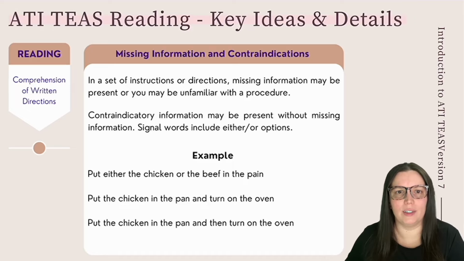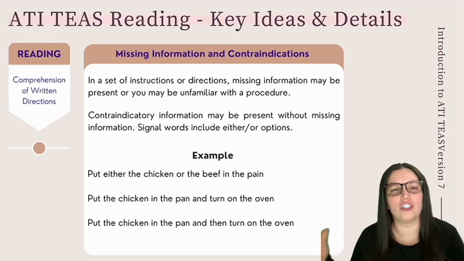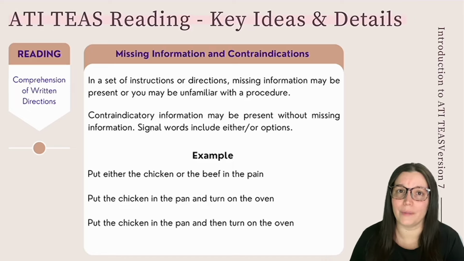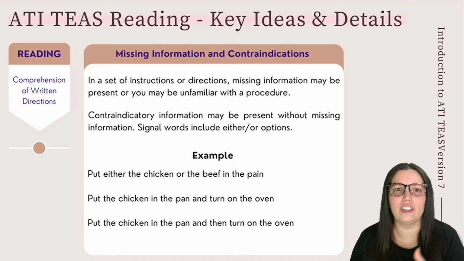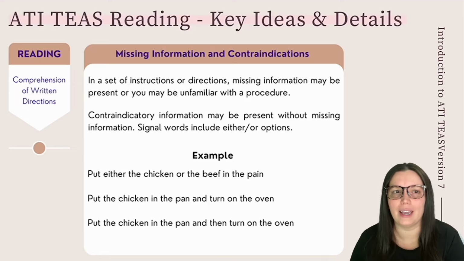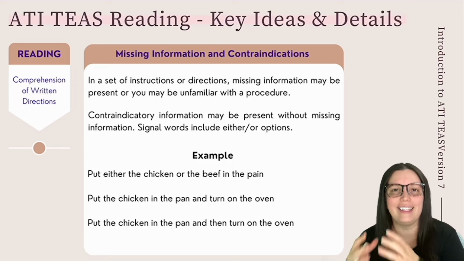If there are no signal words, you're going to have to use your best judgment to determine what can be done simultaneously and what needs to be done in a specific order. So for example, the directions may say put the chicken in the pan and turn on the oven. In this case, you would put the chicken in the pan and turn the oven on at the exact same time.